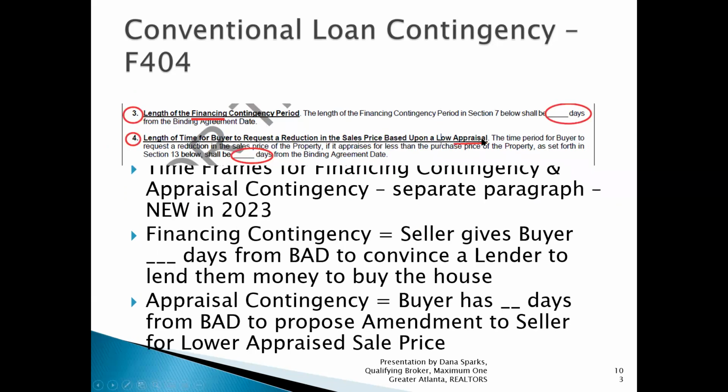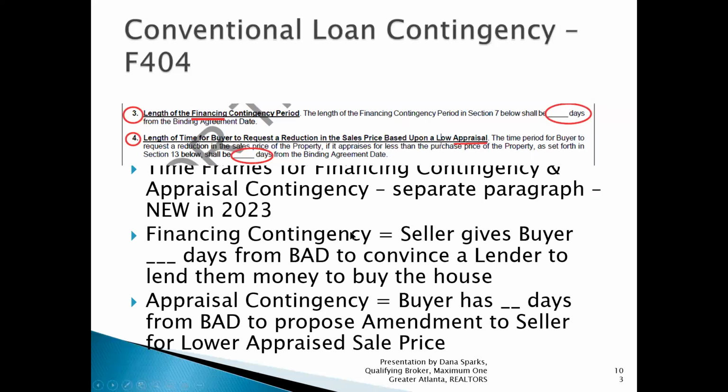Again, length of financing contingency. Again, these timeframes are separated out in 2023. The financing, the appraisal contingency time frame. I'm going to cover this a little bit more in depth in just a second, but this gets really confused. So financing contingency period. The seller gives the buyer X number of days from the binding agreement date to convince a lender to lend them the money to buy the house. If not, the buyer has to send notice of termination before this negotiated time frame.